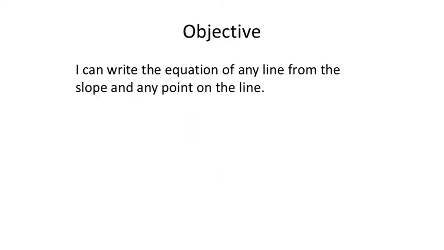So there's our objective. I can write the equation of any line from the slope and any point on the line, okay? So in the past few lessons, of course, they've been giving us the y-intercept, but now we see that it's not necessary that they give us the y-intercept. All we need is some kind of ordered pair. In fact, sometimes they don't even have to give us a slope. If they give us 2 points, boom, we can find the slope ourselves, and then we can find the y-intercept as well.